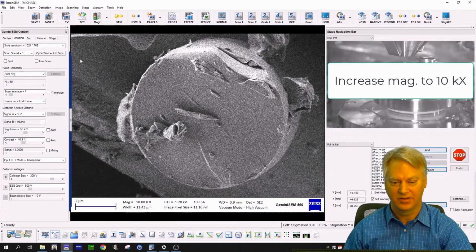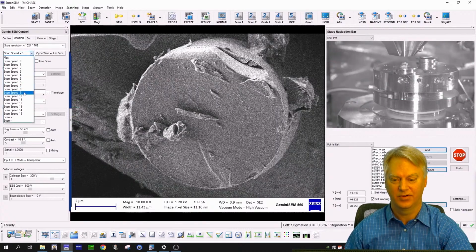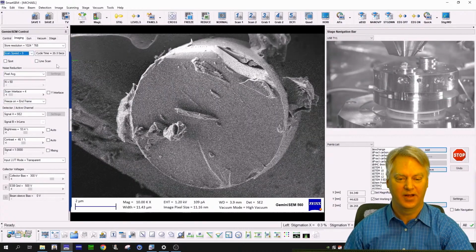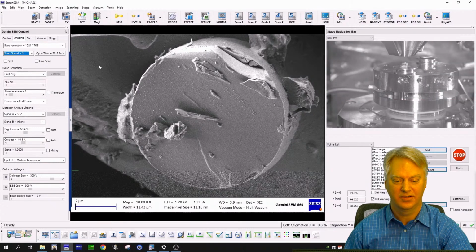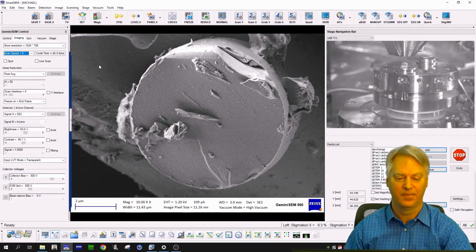I'm switching now to 10,000 mag. I see just one of these fibers here. Do a slow scan of that, get a little better image. We're still not seeing a lot of charging effects or anything, so it's still pretty nice given the fact we're in high vacuum mode.